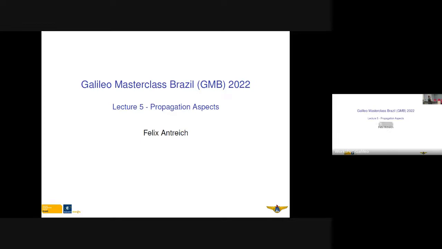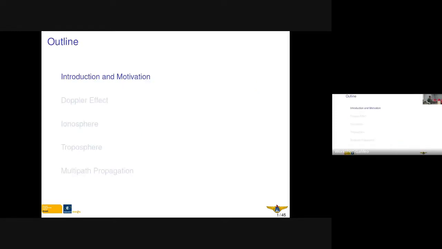Okay, good. So this morning, we will discuss propagation aspects. What happens to the signal between the satellite and the receiver, and what are the dominant effects? We have some general introduction and motivation about that topic, and then I will discuss the Doppler effect, ionosphere effects, troposphere effects, and multipath propagation.